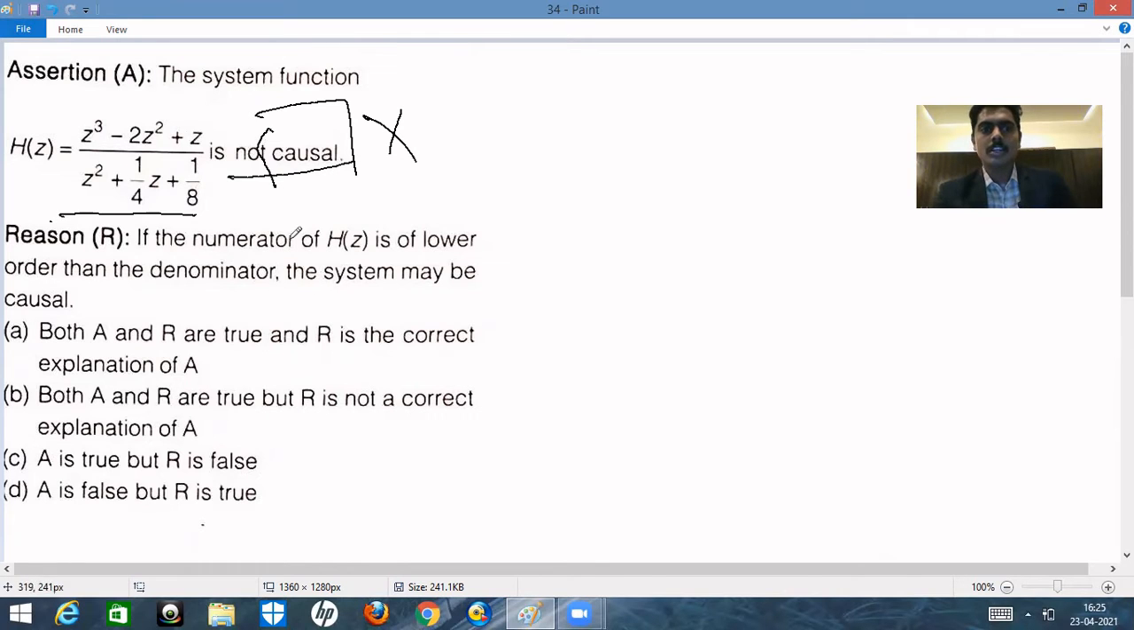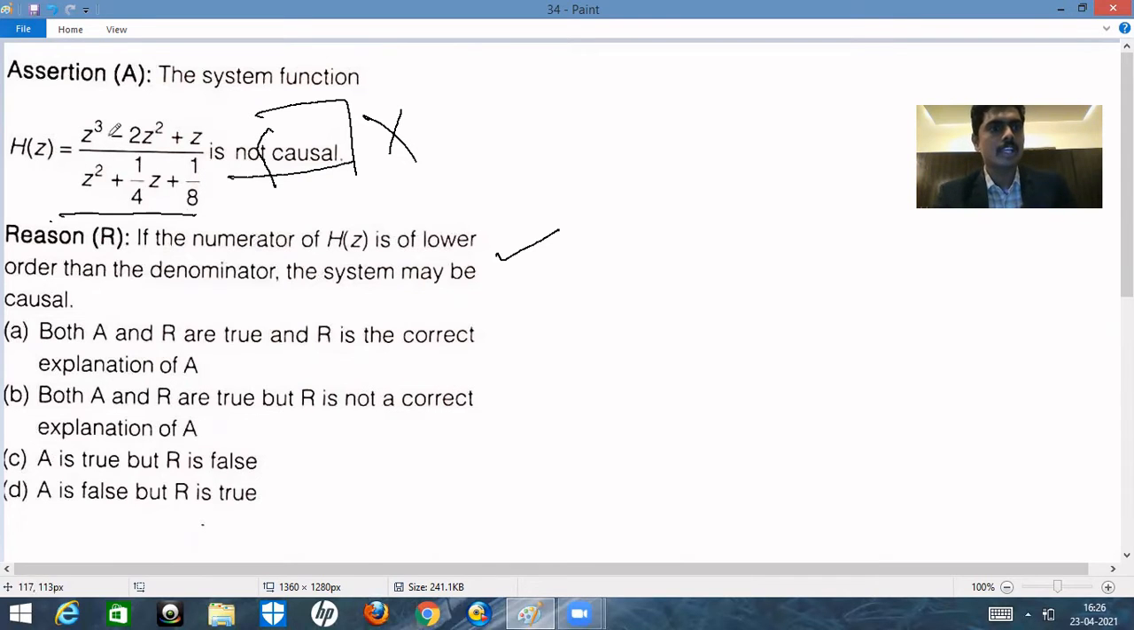So coming to the reason, if the numerator of H of z is of lower order than that of the denominator, then the system may be causal. You can see this one. If the numerator power is of lower order than that of the denominator, that is, if the numerator has lower power than the denominator, then the system may be causal, right? So the statement is perfectly all right. Because if the numerator power is lower than the denominator power, definitely the system will be causal.